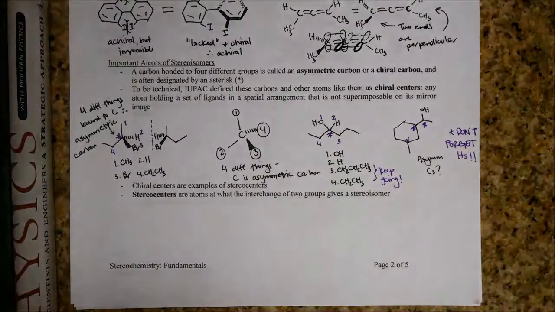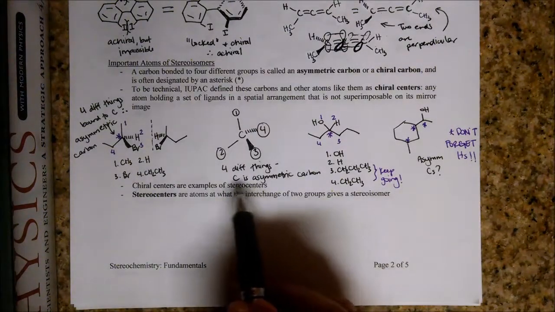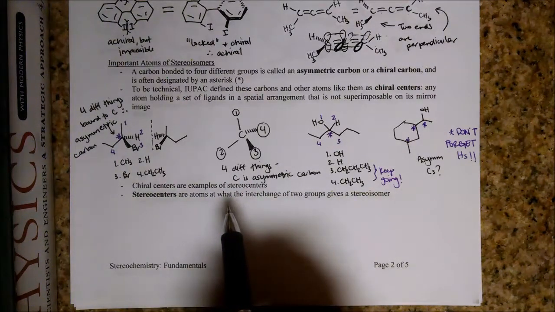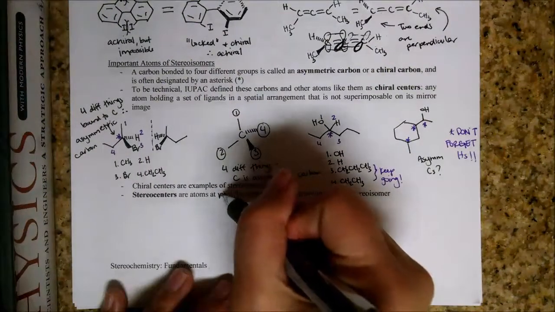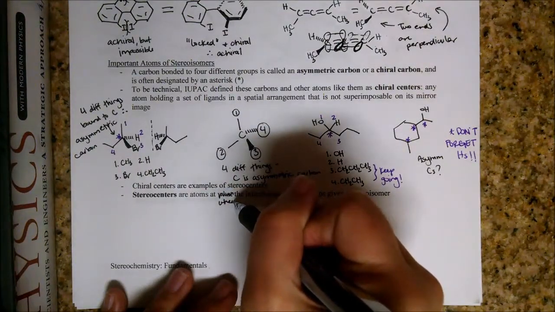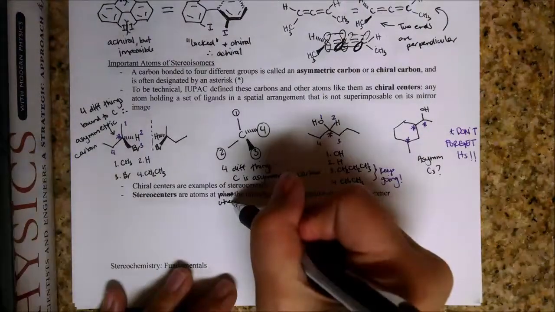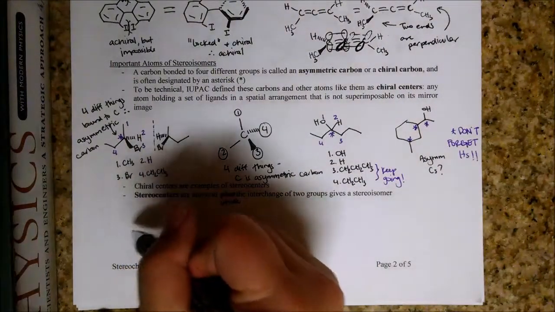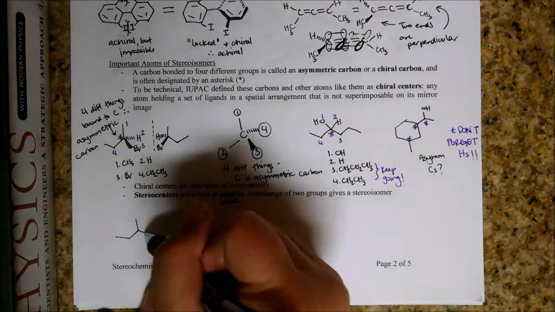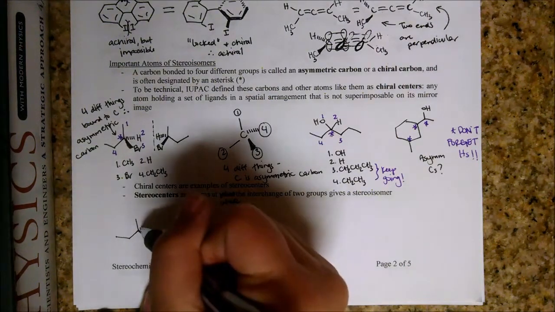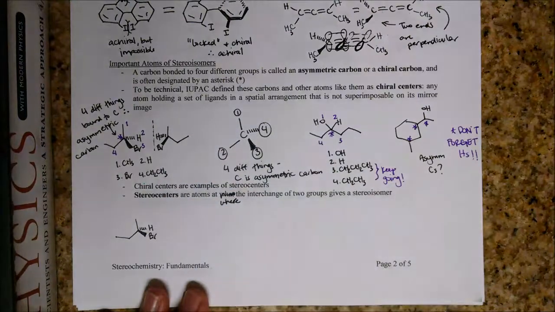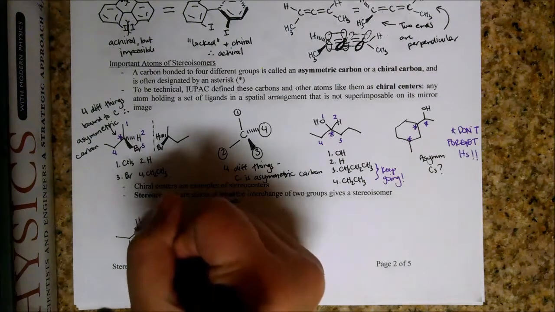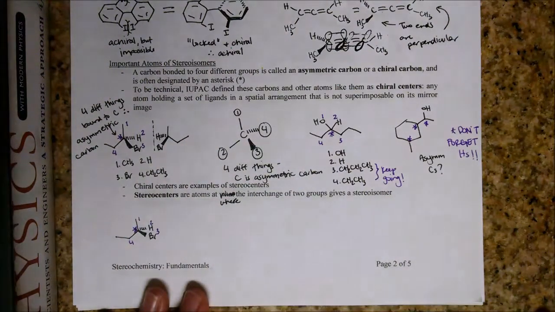Okay. Chiral centers are examples of stereocenters, and so this is a bigger, broader term. It's more encompassing, and so it's got a more general definition. Stereocenters are atoms at where the interchange of 2 groups gives a stereoisomer. Okay, and so the one we had earlier gives us a nice easy example. Okay, remember our 4 groups, 1, 2, 3, and 4, because here was our asymmetric carbon. Is it also a stereocenter?